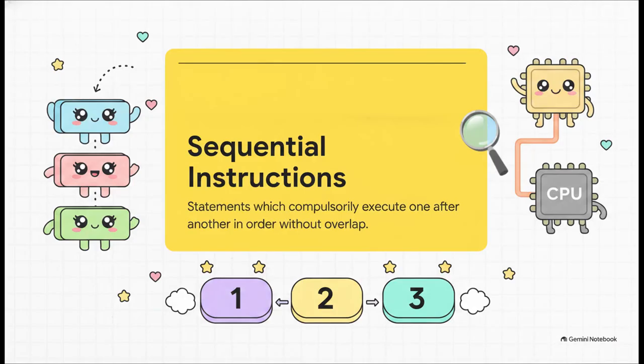And that strict order brings us perfectly to the most basic building block of programming, control flow: sequential instructions. This is just a set of statements that compulsorily execute one after another without any overlap, based entirely on their textual order. It literally just means the computer's going to execute line 1, then line 2, then line 3, completely unconditionally. It doesn't skip a single step.